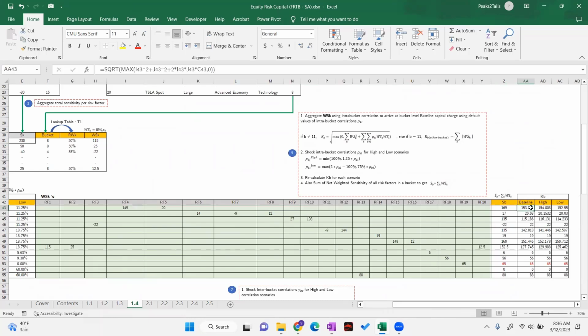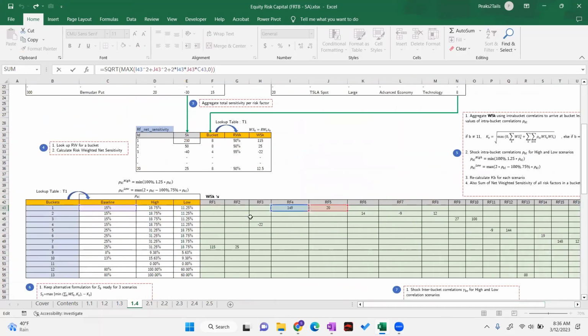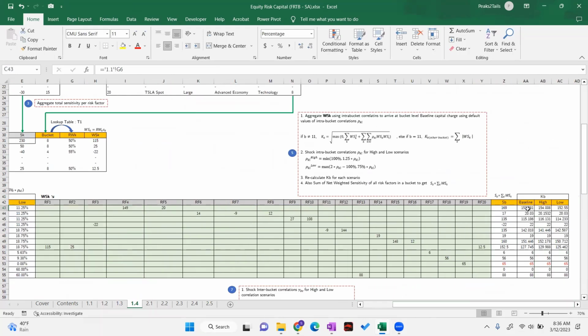That is this number, 153. And you can do it manually. So here what I've done is 149 square plus 20 square plus 2 times 149 times 20 times 15%, the Markowitz portfolio variance formula, and then you take a square root. So basically sigma, because value at risk is linked to sigma, not variance. So you get 153. I hope that it's clear now.